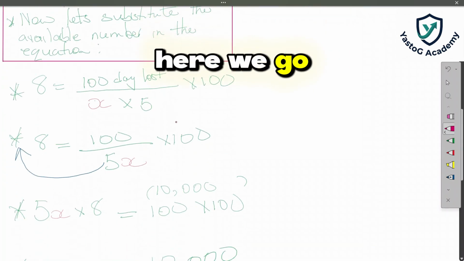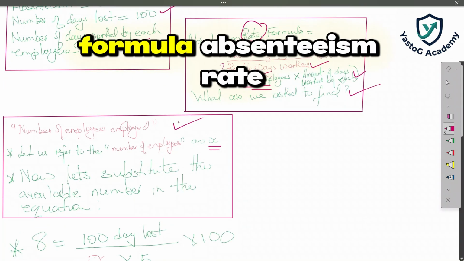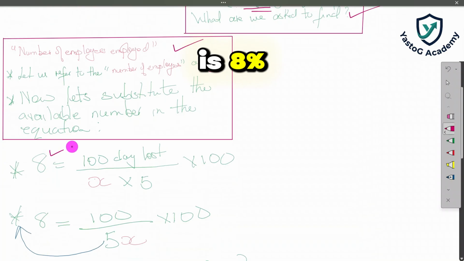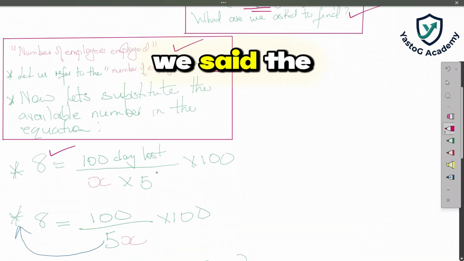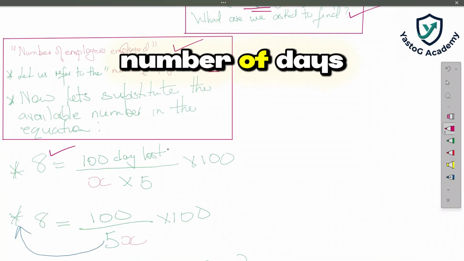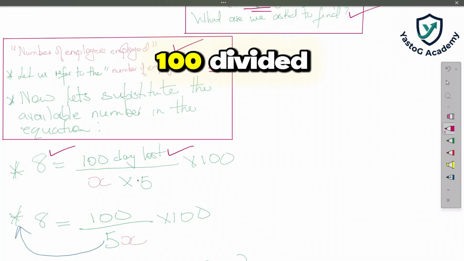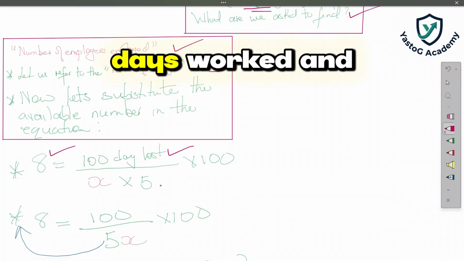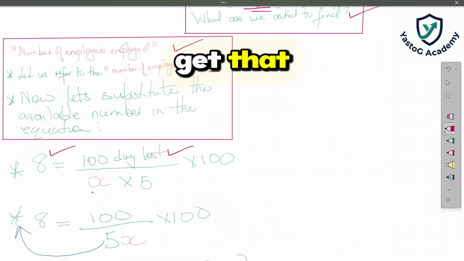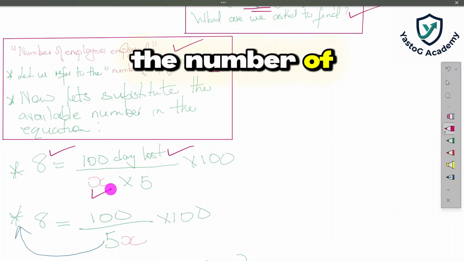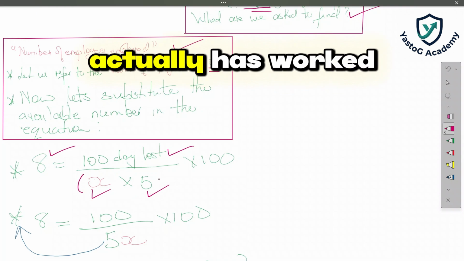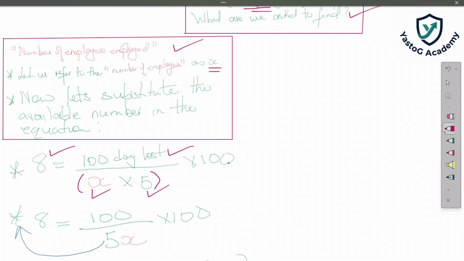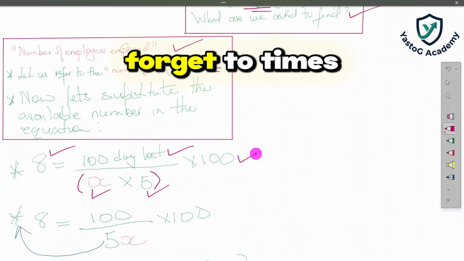So here we go. In the formula, the absenteeism rate is 8%. And remember, the formula is the number of days lost, in this case 100, divided by the possible days worked. And how do we get that? X, meaning the number of employees, times the number of days each employee has worked. And then don't forget to times 100.